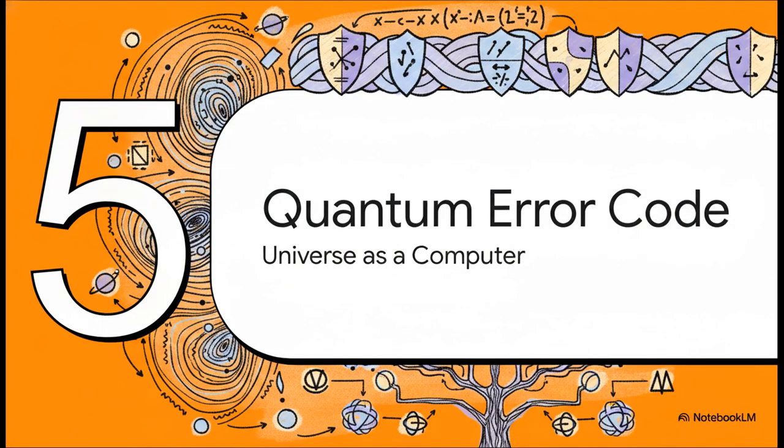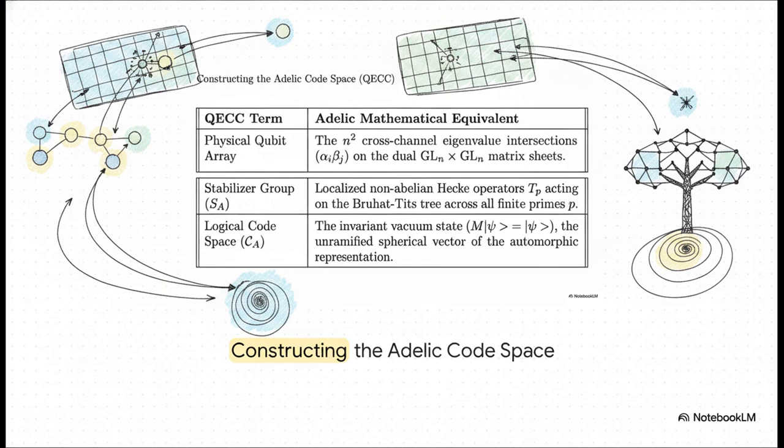And that brings us to our final stop, Section 5, Quantum Error Correcting Code, viewing the universe itself as a computer. By partitioning the dual matrix sheets, the eigenvalue intersections transform into a vast array of physical qubits, and they are protected by a stabilizer group of Hecke operators. The logical code space is exactly the invariant vacuum state under the action of these prime number-based stabilizers on the Bruhat-Tits tree. The mathematical properties of the Adelic Langlands Program perfectly mimic the architecture of a fault-tolerant quantum computer.